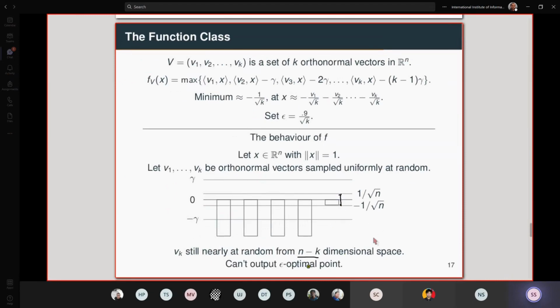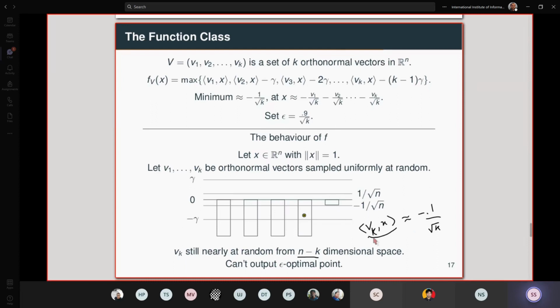And remember that for an epsilon optimal point, it's necessary that vk inner product x should be something like minus 0.1 by square root k. And this is way too close to 0 for it to be epsilon optimal. So that's the lower bound idea. In each query, we're forced to just get one answer at a time. And so we need k queries in order to find out vk and finally set an answer such that vk inner product x is minus 0.1 by square root k.